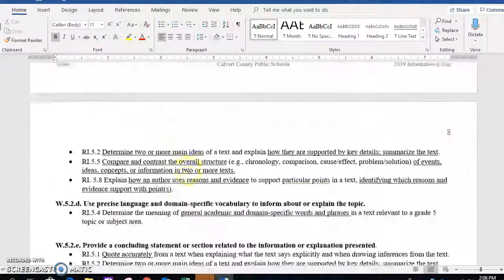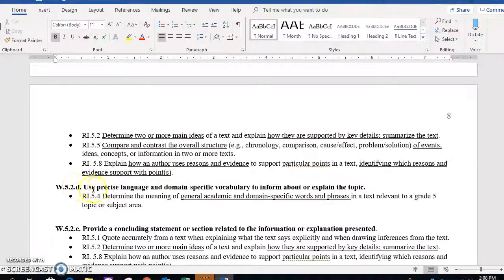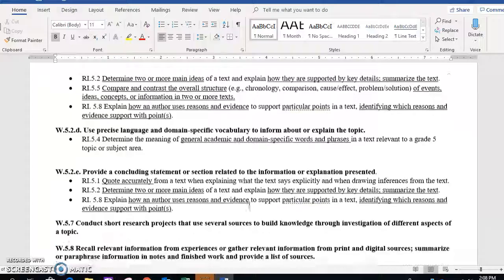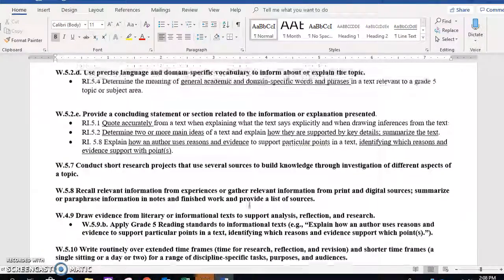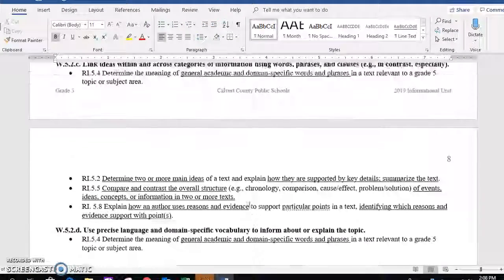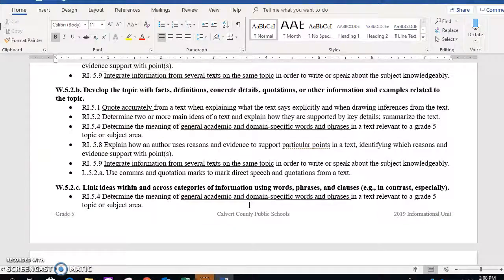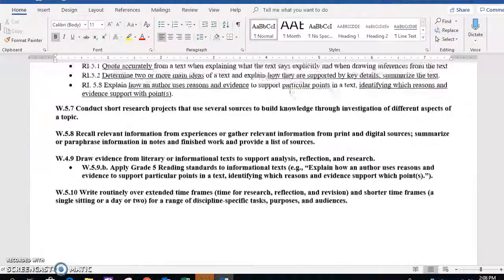You can see here where we talk about in writing using precise language and domain-specific vocabulary. That directly ties to Reading Informational 5.4. It's a very similar standard, and it is something that we want students at this point to really be paying attention to. The one piece that is not new for fifth graders, they start learning about it in fourth grade, is this idea of creating quotations. So direct citations from the text. And we'll talk about that in a moment.